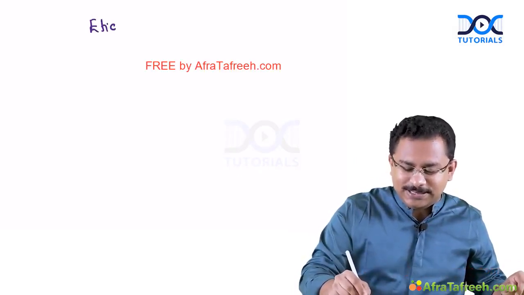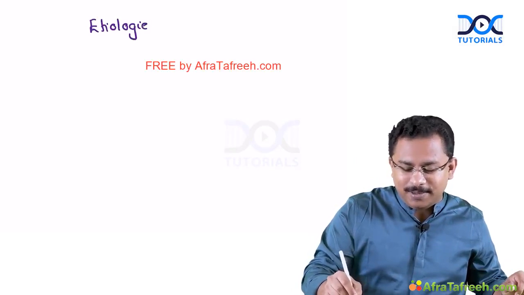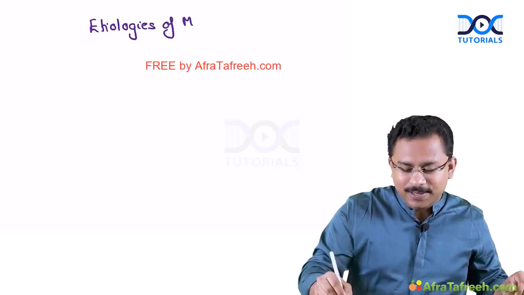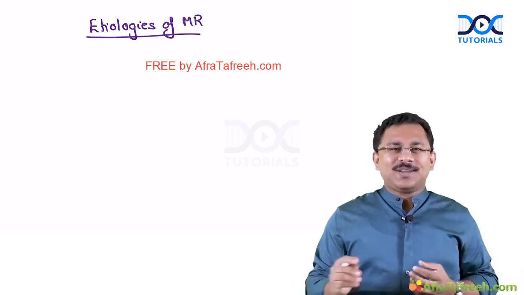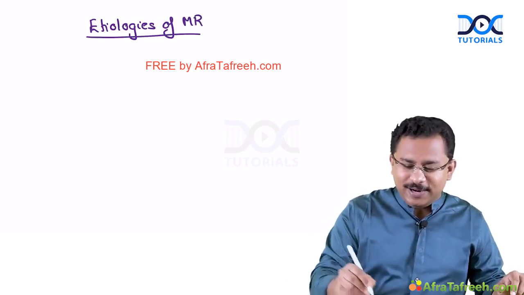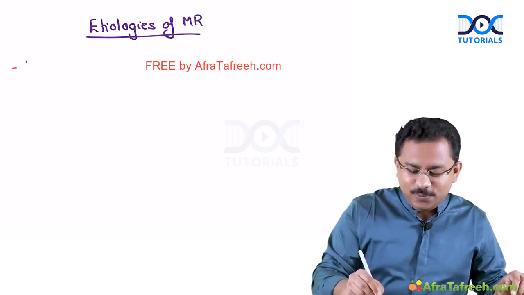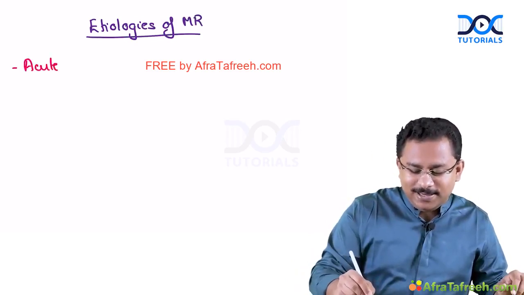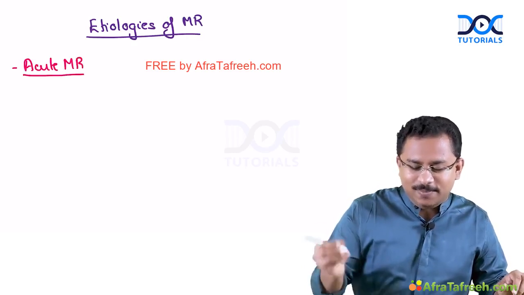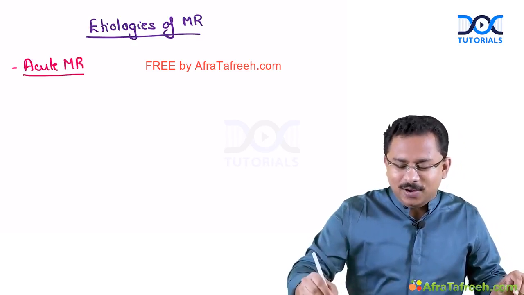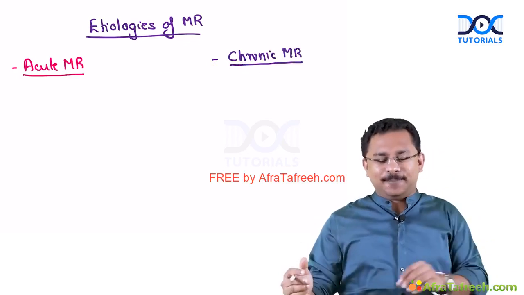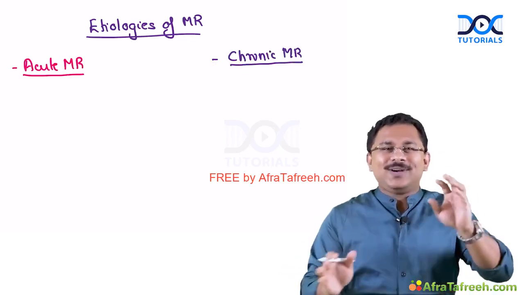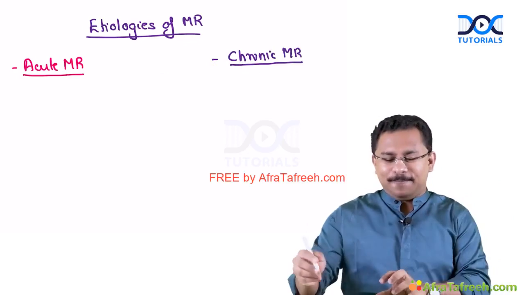We are going to discuss the etiologies of MR. Very important. This is very, very important. First of all, I can divide this into acute mitral regurgitation and also chronic mitral regurgitation. That's how I'll divide it. So first of all, let's have a look at the etiologies of acute MR.